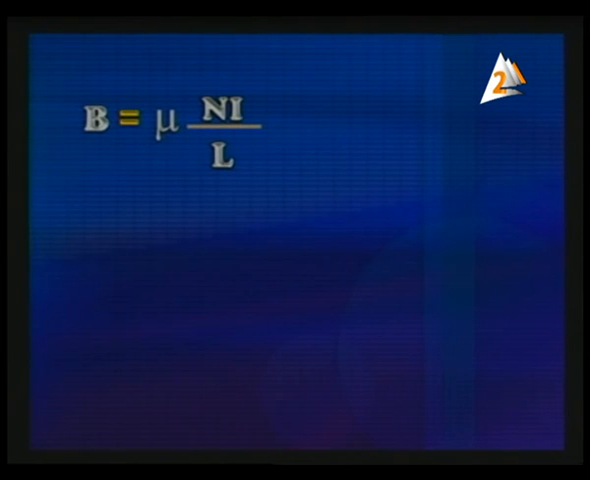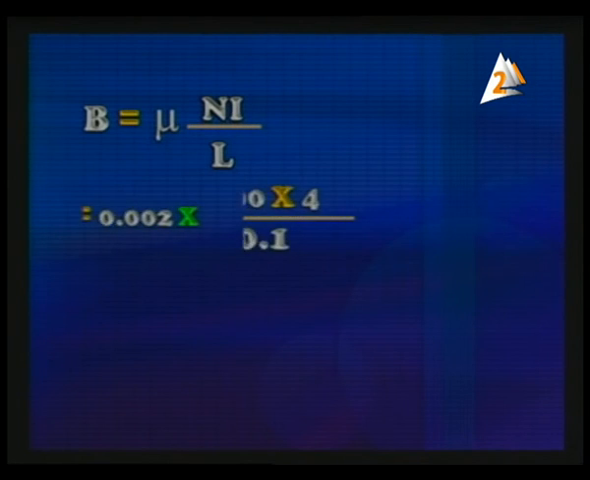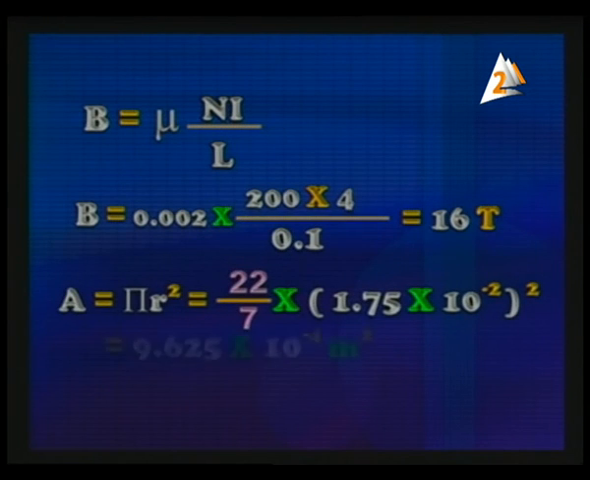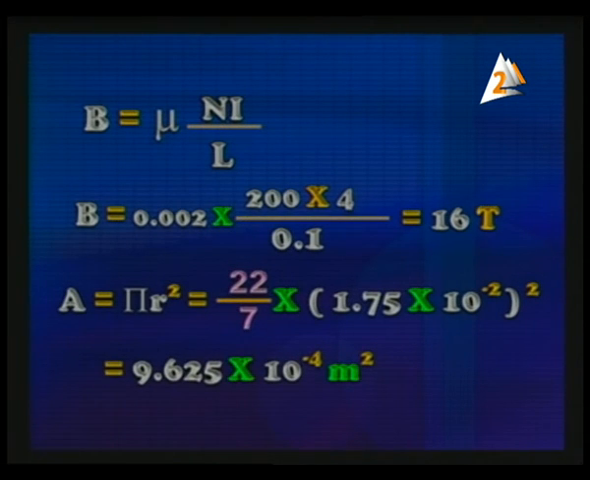B is equal to μ N I over L. It is equal to 0.002 times 200 times 4 over 0.1. It is equal to 16 Tesla. Area equals π r squared, with π as 22 over 7, times 1.75 times 10 to the power of negative 2, squared. So area is equal to 9.625 times 10 to the power of negative 4.